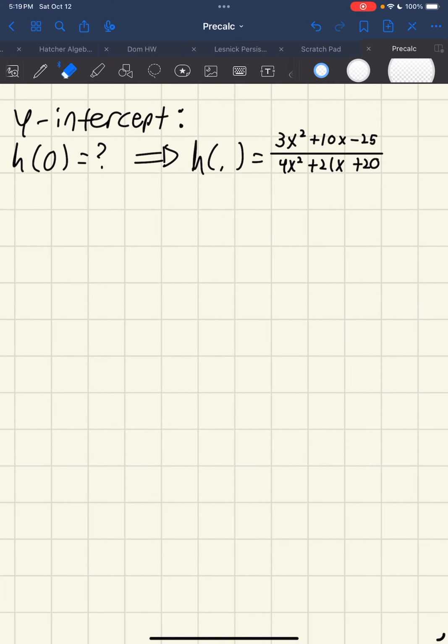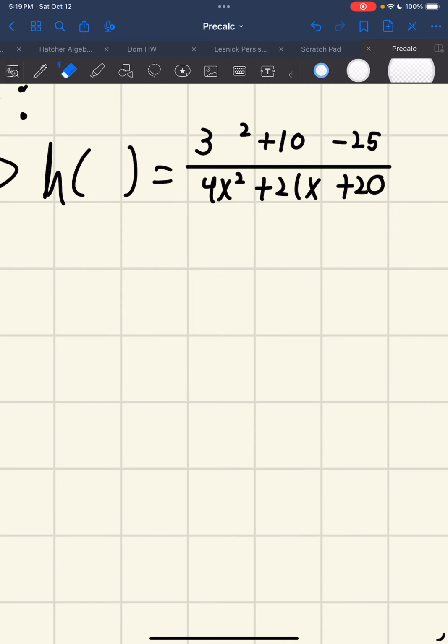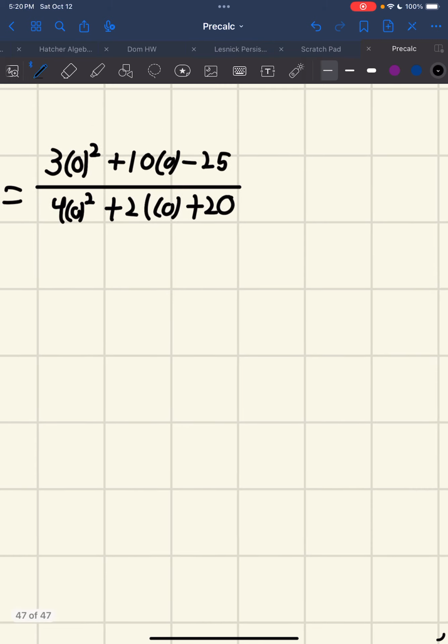But h of 0 is what I care about right now. So wherever there's an x, let's make it 0 now. So h of 0 will be 3 times 0 squared plus 10 times 0, minus 25, over 4 times 0 squared plus 21 times 0 plus 20. What that's going to do is that gets destroyed, that gets destroyed, that gets destroyed, that gets destroyed. And all we're left with is negative 25 over 20.